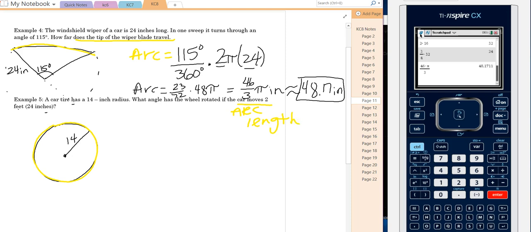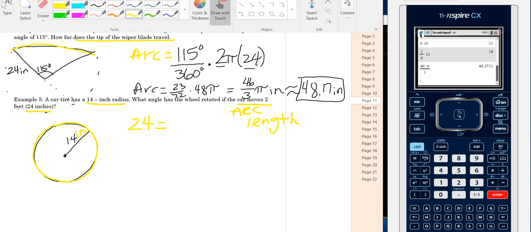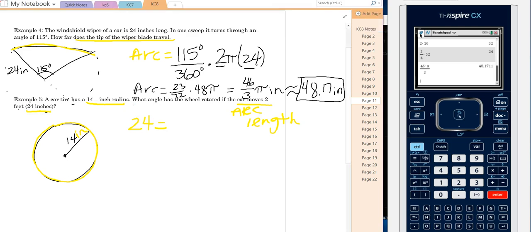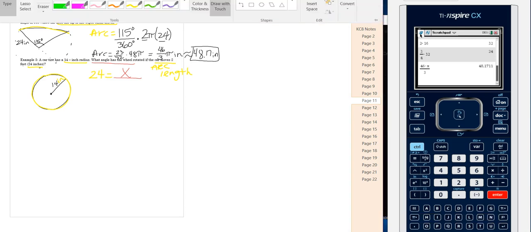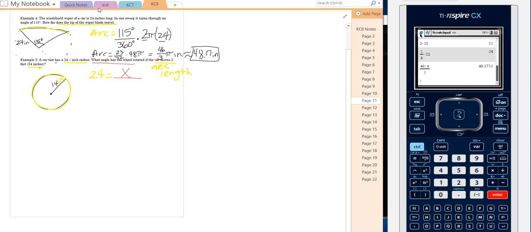So I know that it's going to be 24 inches, because our radius was measured in inches. That's why we converted the 2 feet into inches. When we substitute into this equation, we know what our arc is this time, which is 24. My arc measure is what I'm looking for. We don't know what the angle rotated was. So this time, I'm going to put my x up there, and then I'm going to divide by 2 pi.